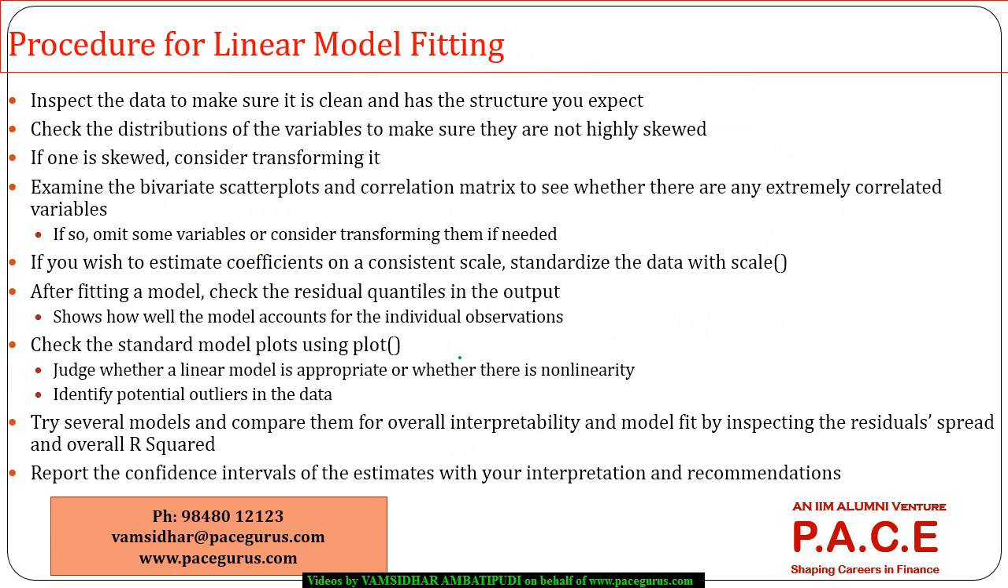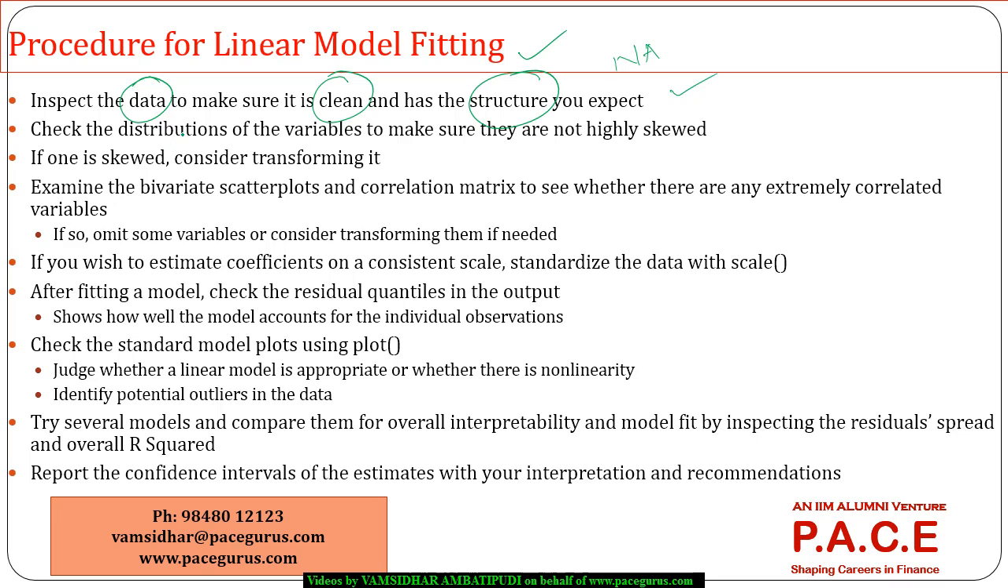So just to summarize, if I have to get into a complete linear model fitting, these are the steps which we have done till now. I'm just quickly summarizing them. First, inspect the data. Make sure it is clean. No NAs are there in the data. Look at the structure. Make sure that all the variables which you want to be factors are factors, and which you want to be numbers are numbers. So look at the types of each of the variables.